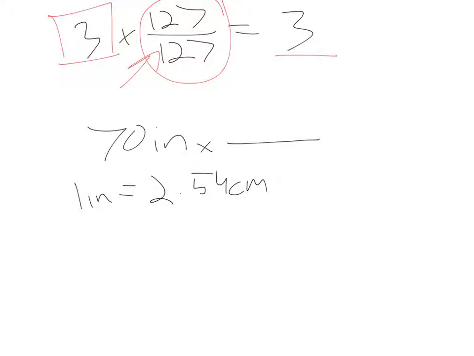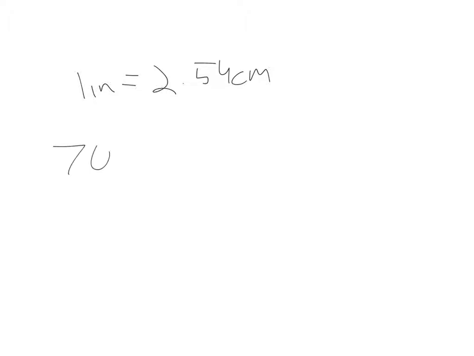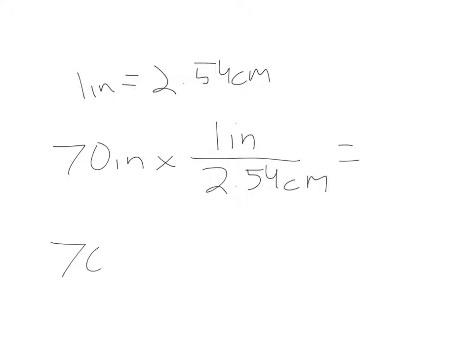So if I do this calculation, if I were to take 70 inches, I've kind of painted myself in a corner here. Let me erase this and put it down here. I want to convert my 70 inches into centimeters. Here's my multiply. I'm going to multiply by a fraction. And there are two ways. I could either do 70 inches times 1 inch over 2.54 centimeters, or I could do this, 70 inches times 2.54 centimeters over 1 inch.